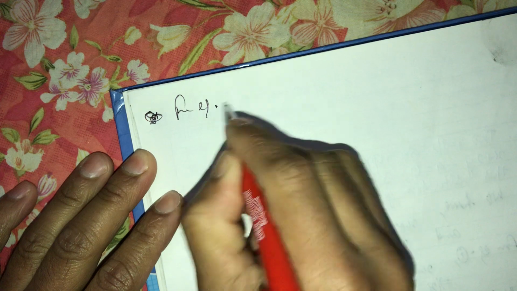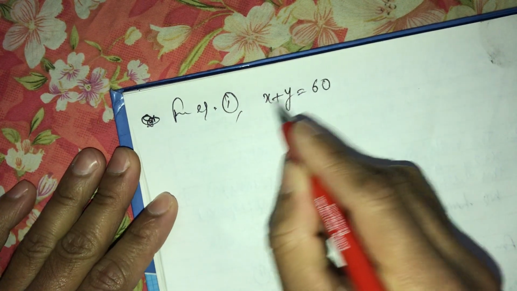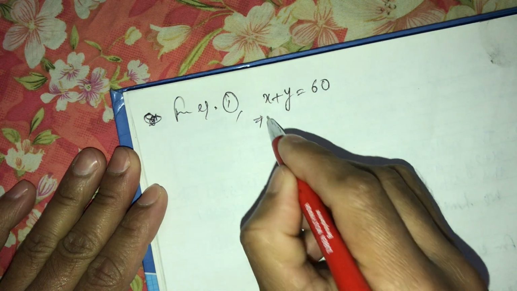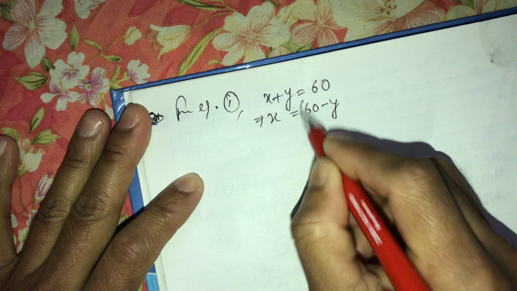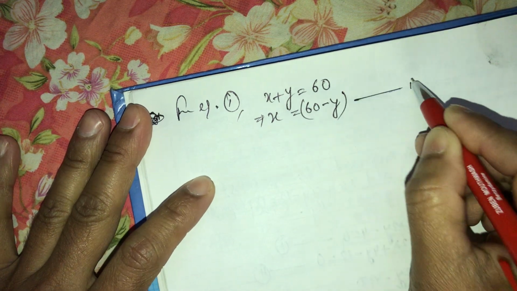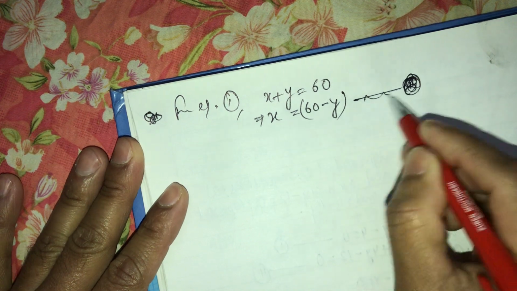So again we need to convert this. From equation 1, it was x plus y equal to 60. Both are having coefficient 1, so let me write x, 60, y will go there. So this is our first form, which will give you the first table. No need to mark equation 1, 2.